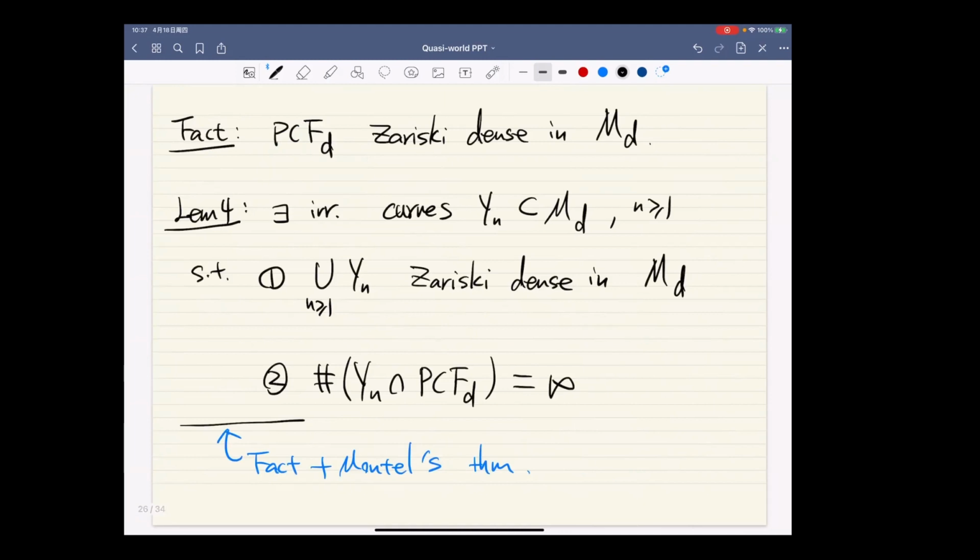So it's a fact that for a one-dimensional dynamical system, there are quite many PCF maps. The fact is that the PCF maps are Zariski dense in MD.